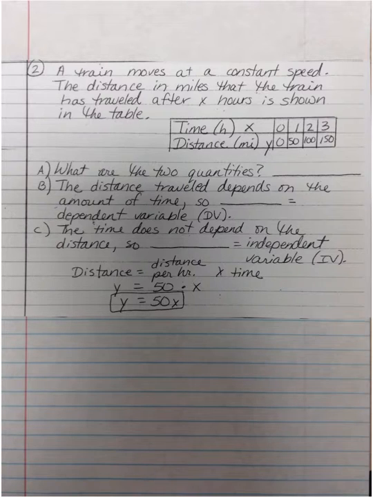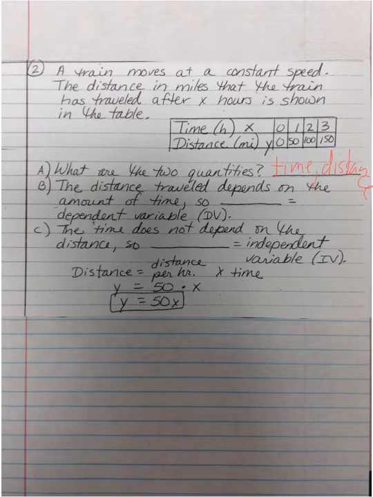So question A says, what are the two quantities? Well, the two quantities that we're dealing with are time and distance. So you're just going to write that in there and underline it. So I'm going to say time, comma, distance. I'm sorry, it's kind of a mess there, but that should be time and distance.